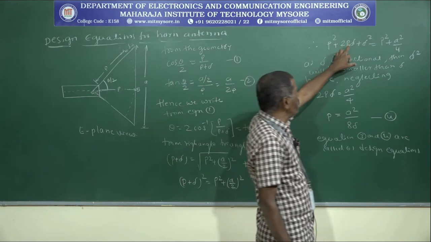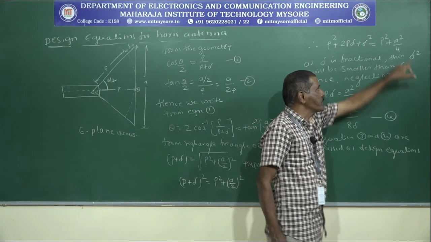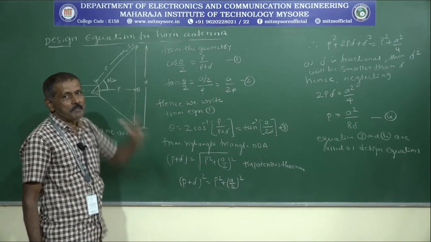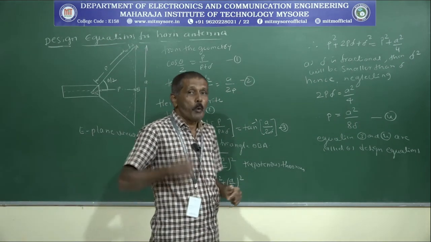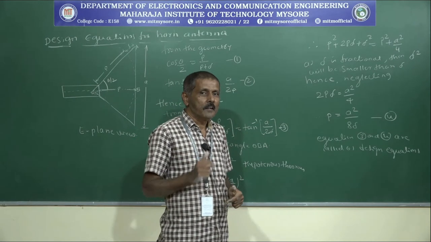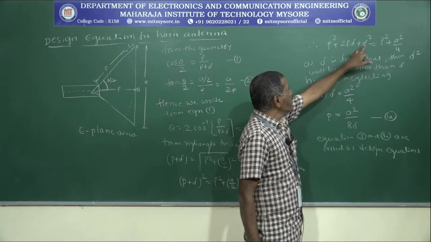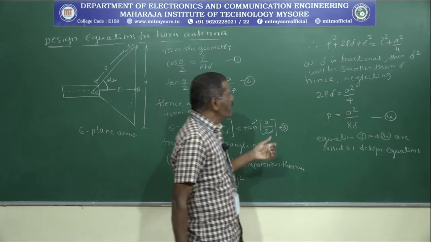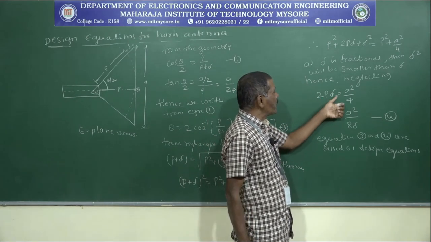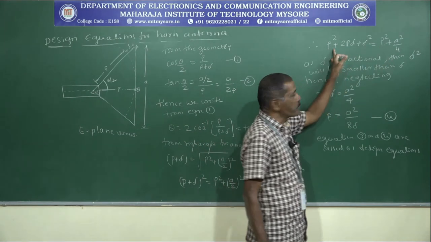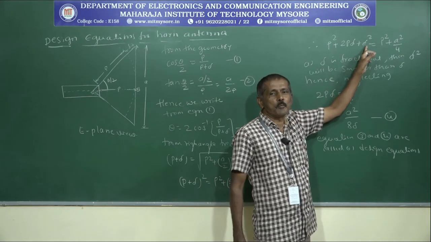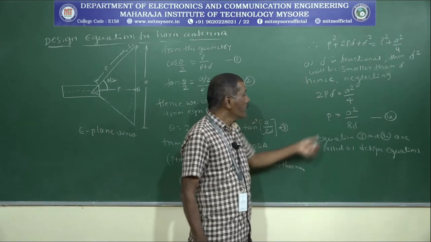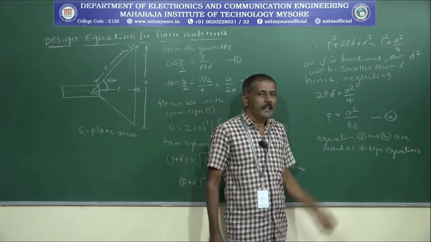Then P square plus 2P delta plus delta square is equal to P square plus A square by 4. As this delta value is fractional and very small, the square of that value is going to be once again very small. So in this equation, neglecting the delta square value, you can write 2P delta is equal to A square by 4, because P square and P square will cancel. Therefore, P is equal to A square by 8 delta.